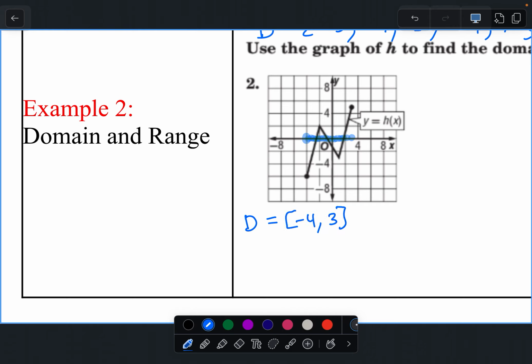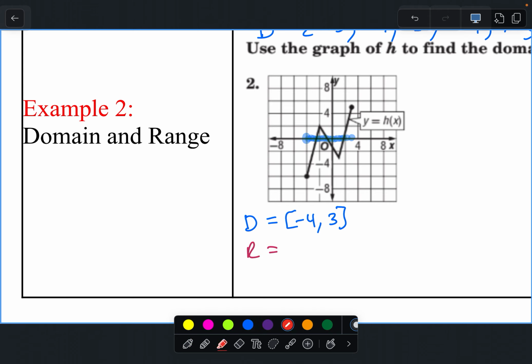And both of those dots at the end are closed-in dots. So I used all the values between -4 and +3. I could find the function value h of -4, h of -2, h of -1.6. They're all there. Let's talk about range.